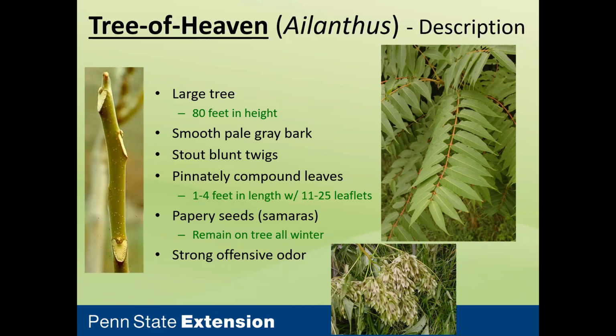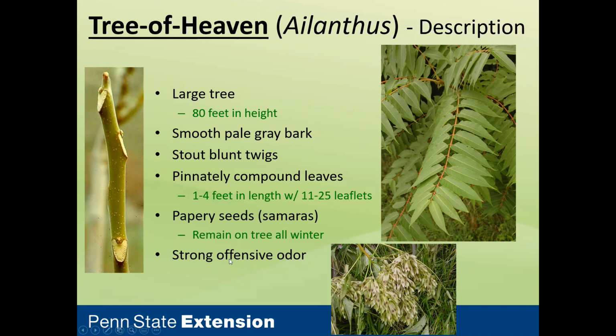So that stout, blunt twig that you see here with these large V-shaped leaf scars, very characteristic. Pinnately compound leaves, so it has this central stem. This is one leaf, and these are leaflets along that central stem called the rachis. So a pinnately compound leaf, they can be as long as 4 feet. Here's the papery seeds. This tree also has separate male and female trees. So the female are going to be the seed producers.